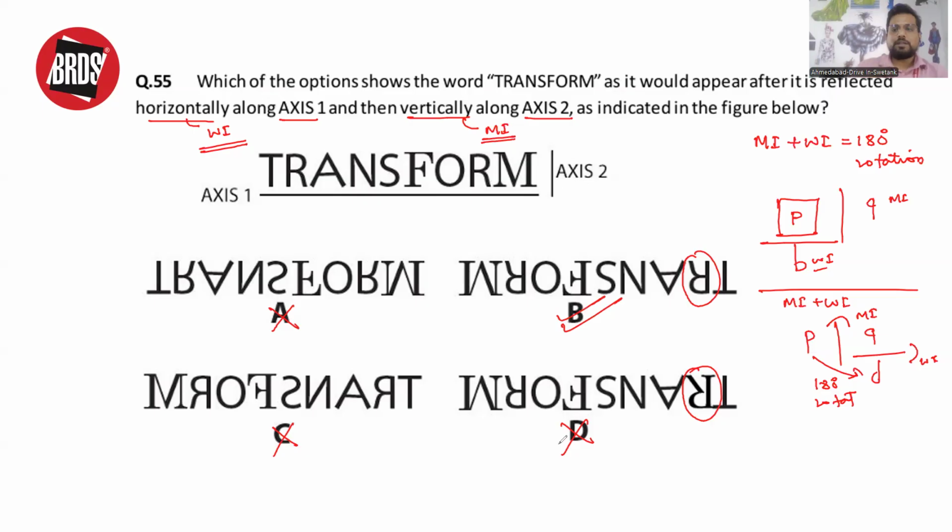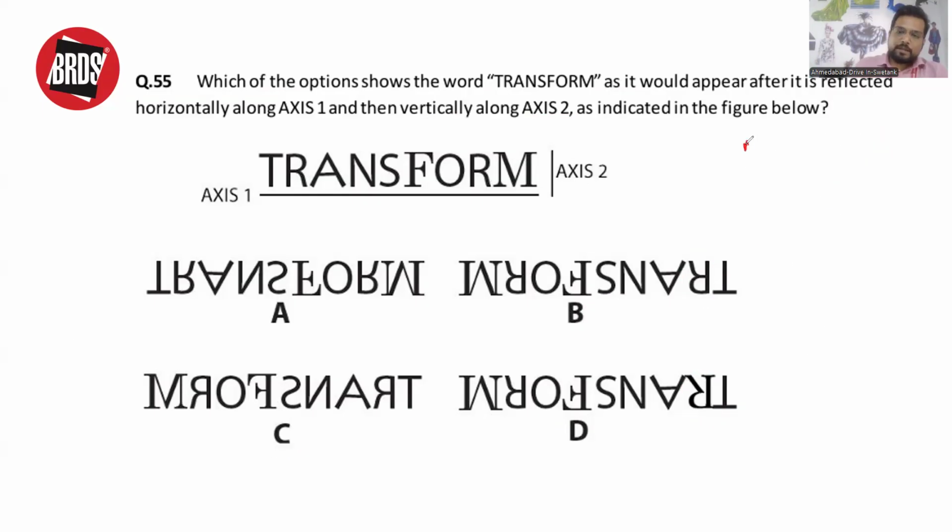Always remember, if they ask for mirror image and water image, that is 180-degree rotation. Along with that, if they say mirror image and then 180-degree rotation, that is water image. Or water image and then 180-degree rotation, that is basically mirror image. And also remember, mirror image plus water image is 180-degree rotation. So by that you can get the answer for this, option B. Moving ahead to the next question.